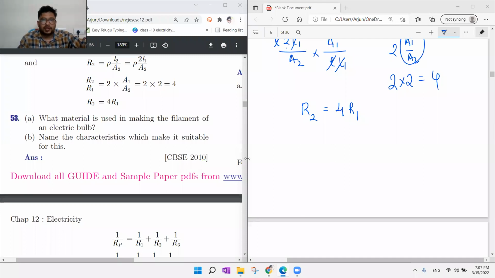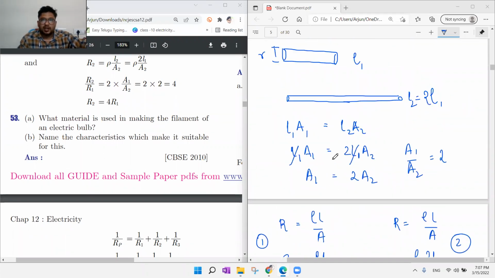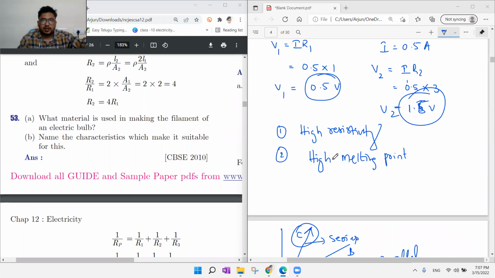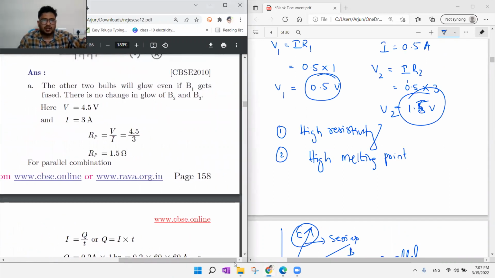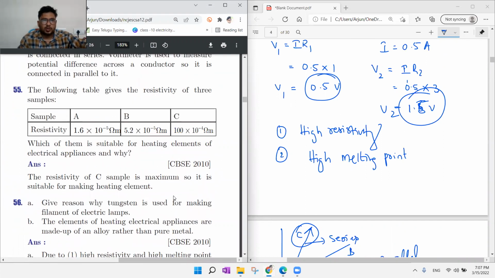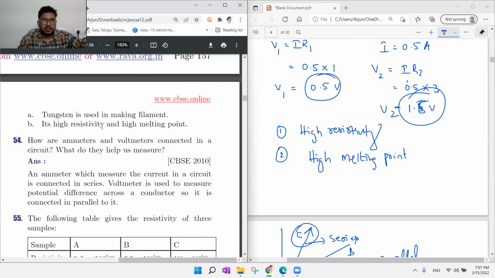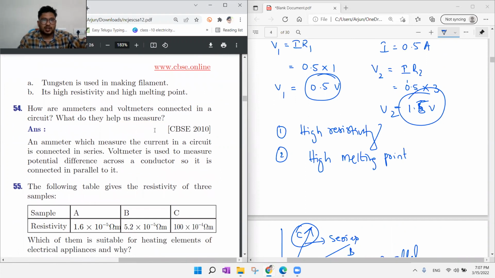Next, question number 53. A, what material is used in making the filament of an electric bulb? Tungsten. B, name the characteristics which make it suitable: high melting point and high resistivity. Same questions will be repeating. They don't have any scope to ask theory in electricity. So tungsten, high resistivity, high melting point, that's it.